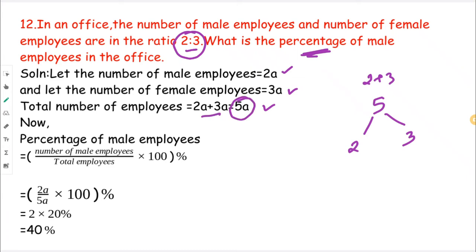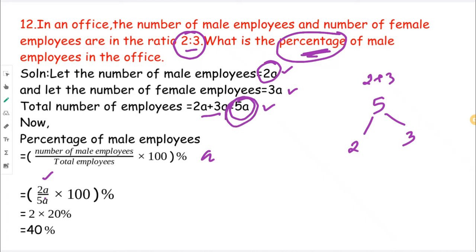Now let us find the percentage of male employees. So how do you do this? Number of male employees divided by total employees into 100. Okay, because remember they asked us to find it in terms of percentage. The number of male employees we do not know, so what did we take it to be equal to? 2A, right? What about the total number of employees? We took it to be equal to 5A, right?